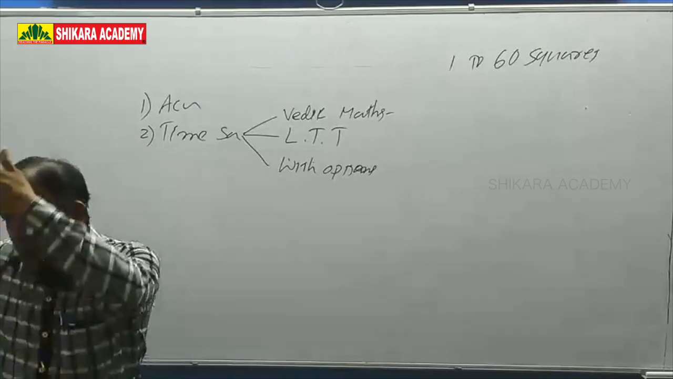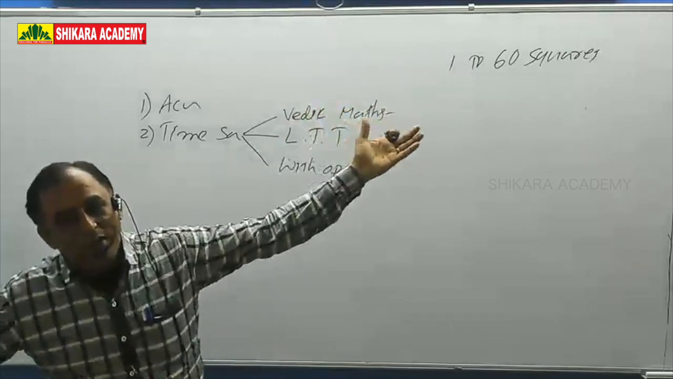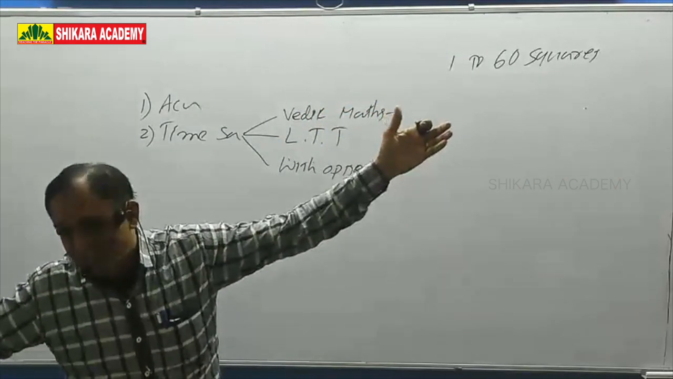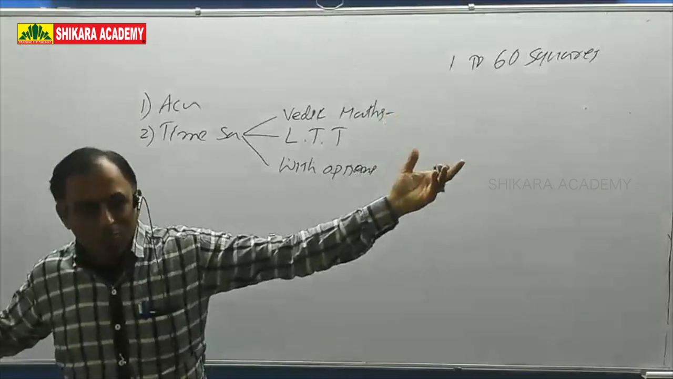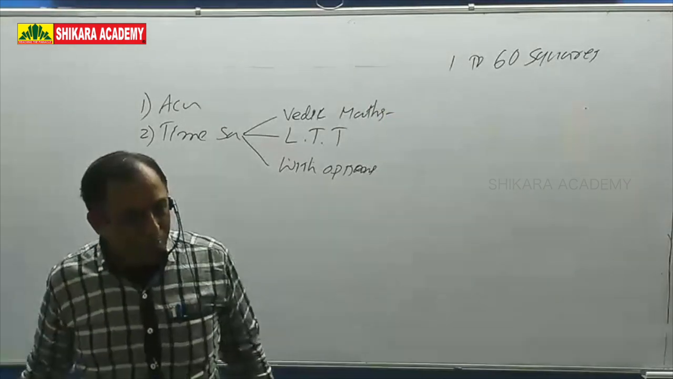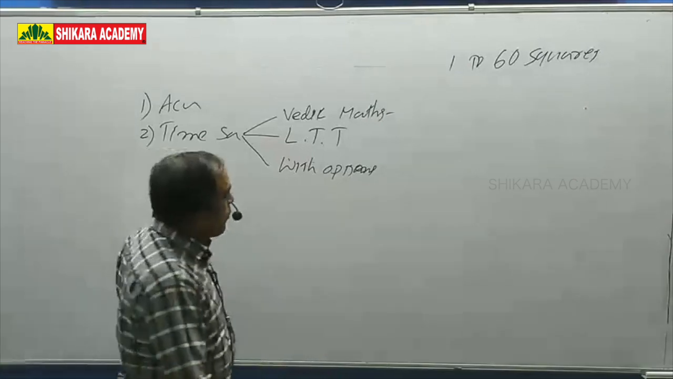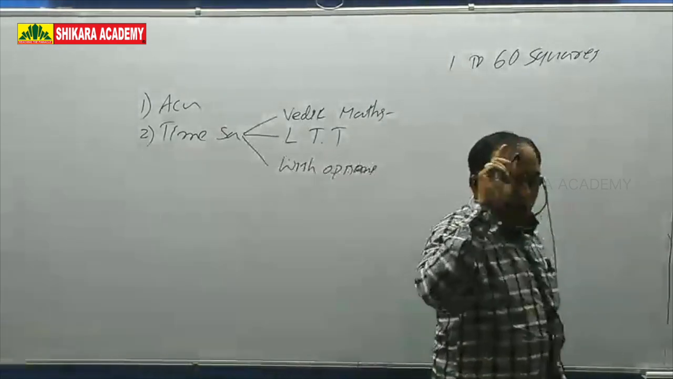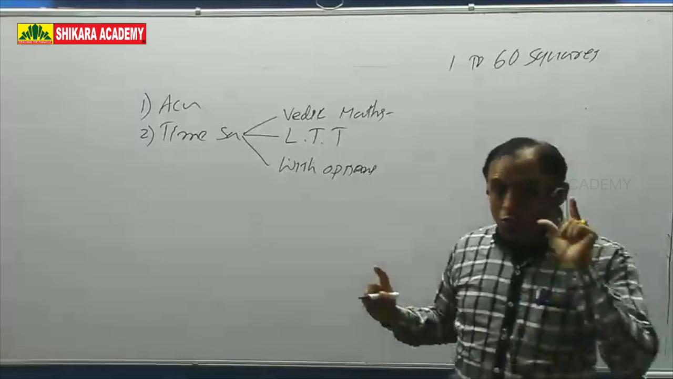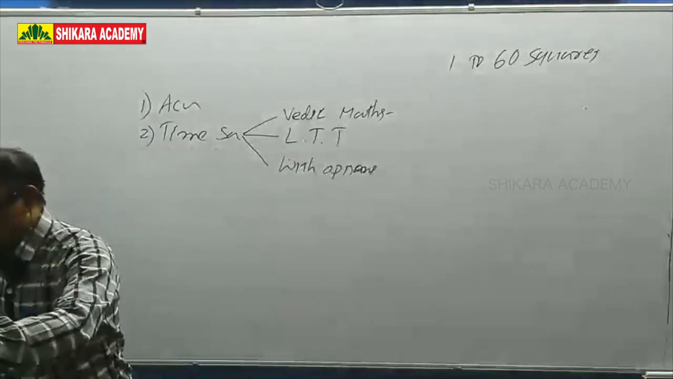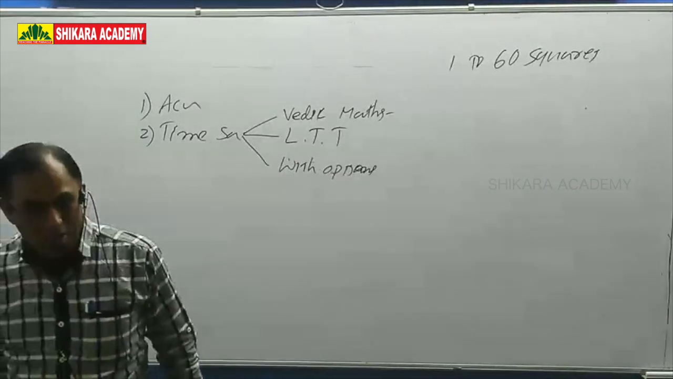Today a person learned the squares from 1 to 60. After 5 days, without repetition, there is no use; the law will be applied. But now I will discuss some simple techniques. With simple techniques, within 2 minutes you can learn the squares.